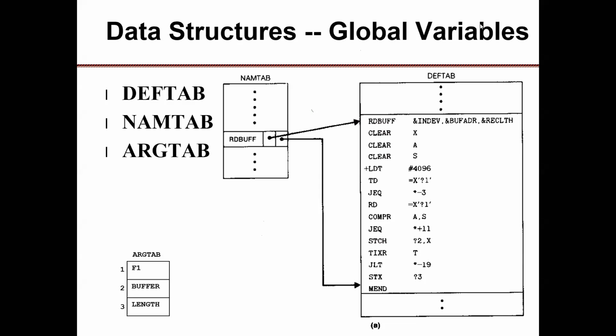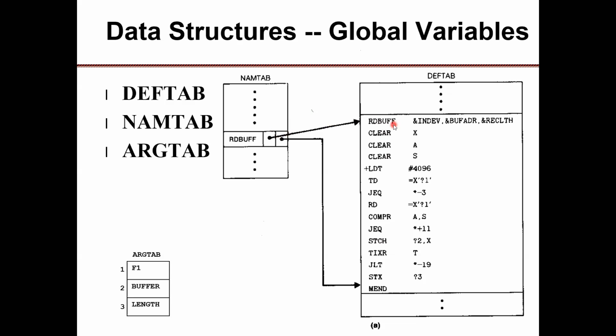So now let's take a look at these data structures. Okay, so what we're going to do is look here in the name tab, right? And the name tab is going to have a couple of pointers. And you recall back from our examples in chapters 2 and 3 for read buffer. We had a read buffer before, but what we're going to do now is implement read buffer as a macro instead of as a subroutine.